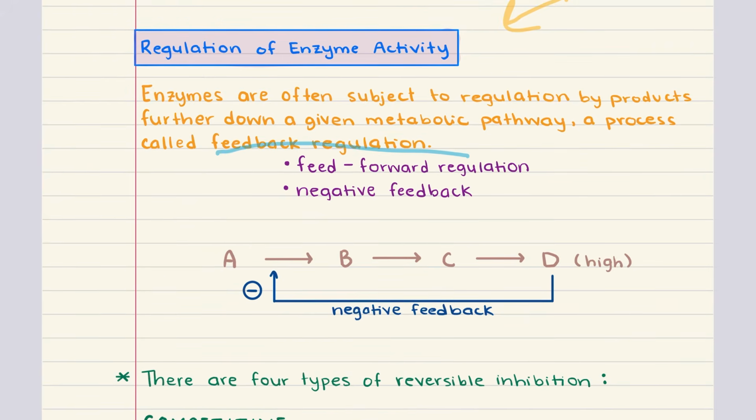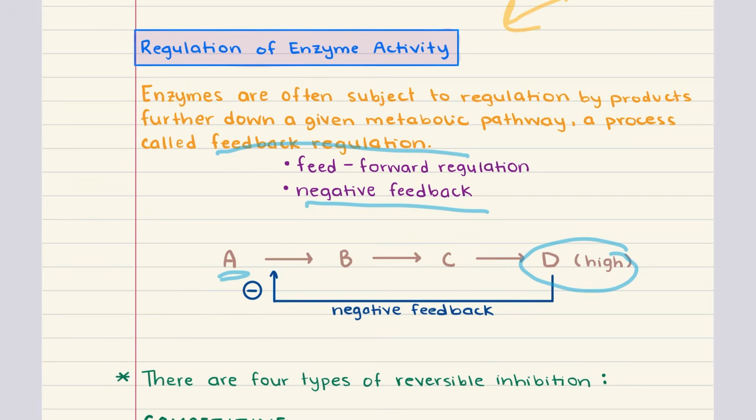In feedback regulation, products from later steps in a pathway regulate enzymes that act earlier in the sequence. For example, when a product builds up, it can signal the pathway to slow down or stop. And this is called negative feedback or feedback inhibition. It helps prevent the cell, for example, from wasting energy making too much of something it already has.